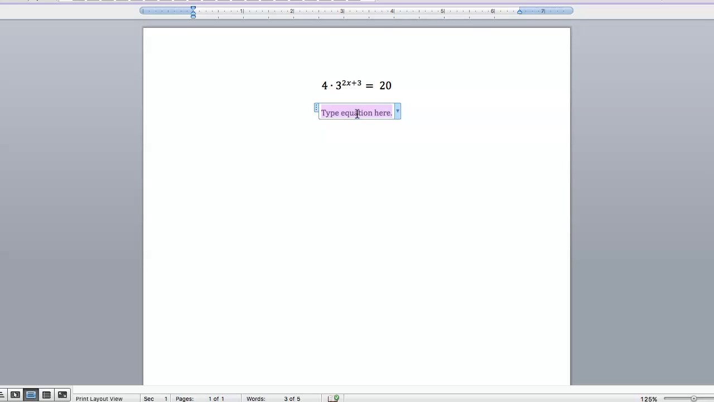It might be tempting to say, hey, 4 times 3, that's 12. I know that. But a word of caution, if you do that, you've violated the order of operations. The order of operations says exponents are first, and then multiplication. Well, 3 to the 2x plus 3, there's a variable in there. I can't do anything with that. I can't simplify that at all, which means we can't do the multiplication either.